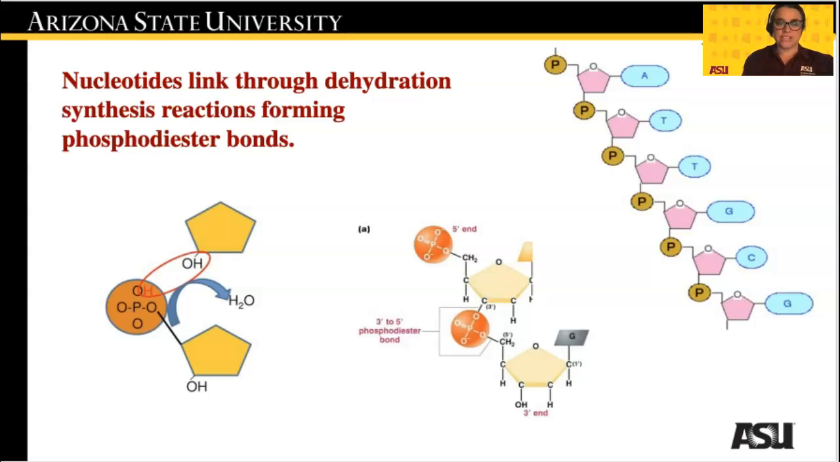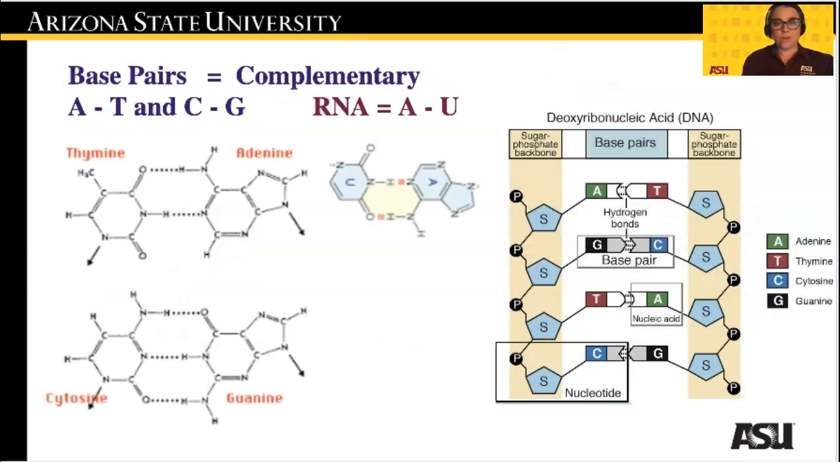Each nitrogenous base is complementary to another base. In both nucleic acids, cytosine always binds with guanine, so C equals G. This means when you see a C, there is always a G associated with it. And when you see a G, there is always a C associated with it.